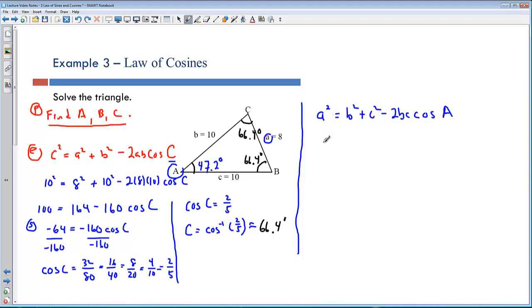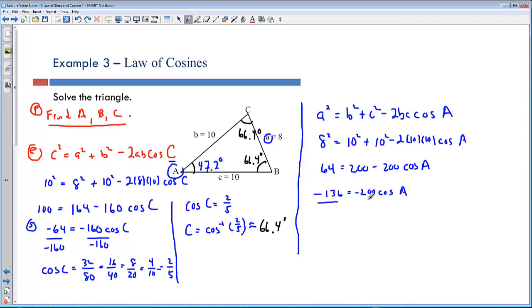All right, so here for A, we plug in 8, and so we have 8 squared equal to, and if we plug in B here, which is 10 squared, and then plus C, which is also 10 squared, minus 2 times 10 times 10, and cosine of angle A. And we would get 64 equal to 100 plus 100, which is 200, minus 2 times 10 times 10, which is 200, and cosine of A. We subtract 200 from both sides and get negative 136 on the left equal to negative 200 cosine of A on the right.